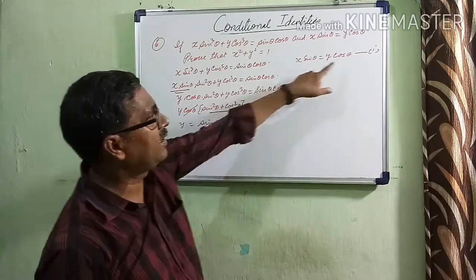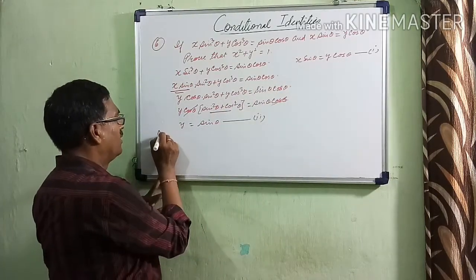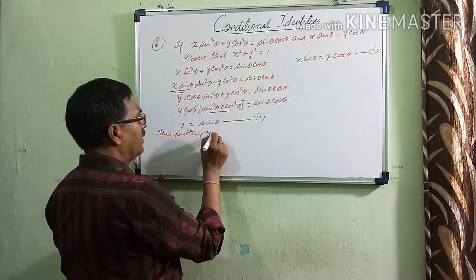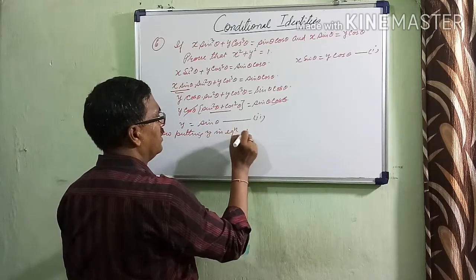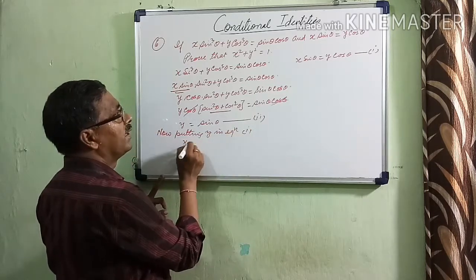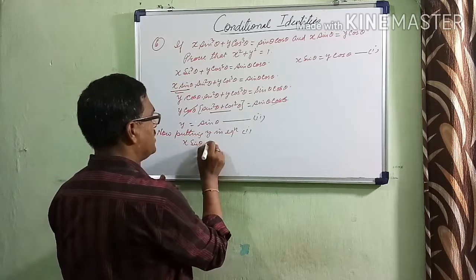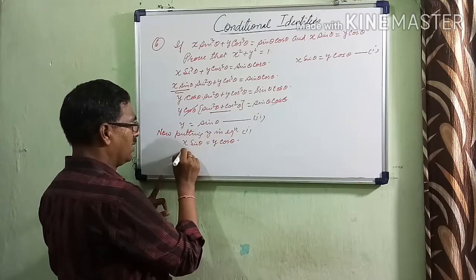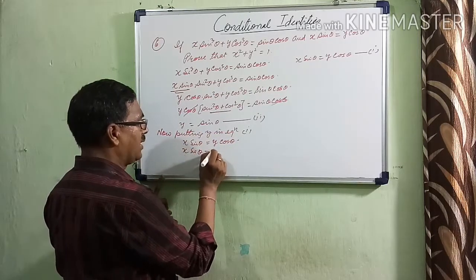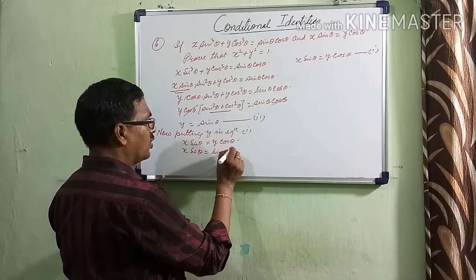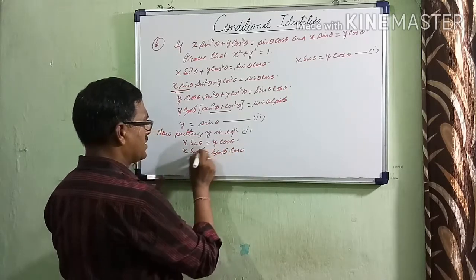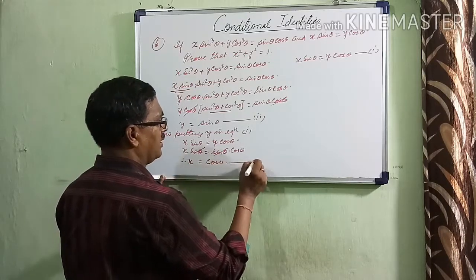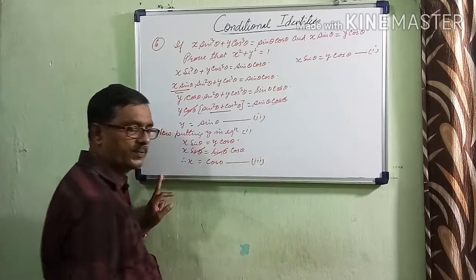Putting the value of y in equation number 1, what do you have? X sine theta is equal to y cos theta, and y is equal to sine theta, so x sine theta is equal to sine theta into cos theta. This sine theta cancel, therefore x is equal to cos theta. Say this is equation number 3.